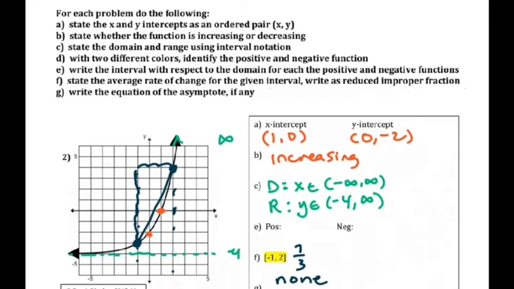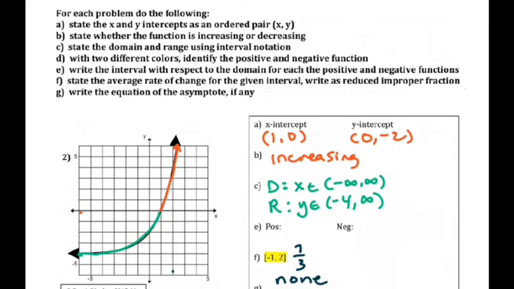Okay, I'm going to erase what I have on the graph so I can concentrate on the positive and negative parts of this. That seems to be a little bit trickier, and that's one of the reasons why we save this until the last. But part D, with 2 different colors identify the positive and the negative. So remember the x-axis is the dividing line. Anything above the x-axis is going to be positive, and anything below the x-axis is going to be negative. Okay, so I've done part D.